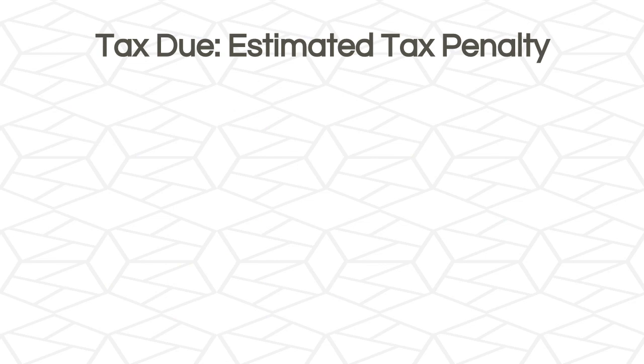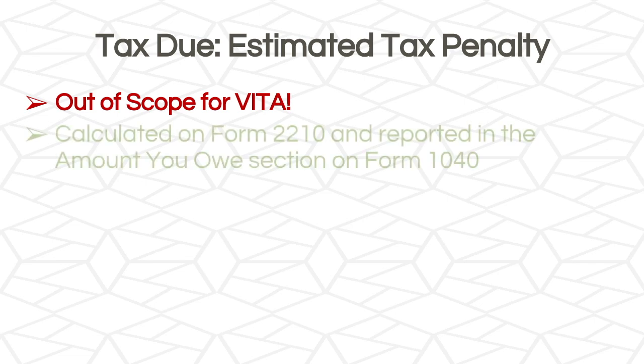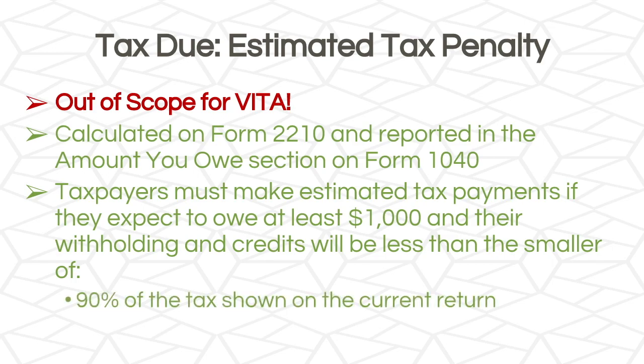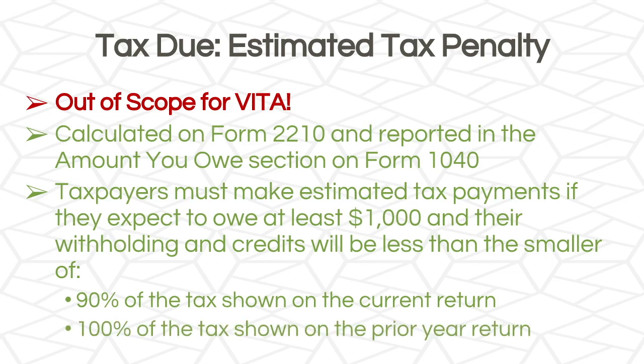Now let's talk about estimated tax penalties. This is out of scope for VITA, but I want you to be aware of it. It's calculated on Form 2210 and reported in the Amount You Owe section on the Form 1040. And this happens if the taxpayers must make estimated tax payments if they expect to owe at least $1,000, and their withholding and credits will be less than the smaller of 90% of the tax shown on the current return and 100% of tax shown on the prior year return.